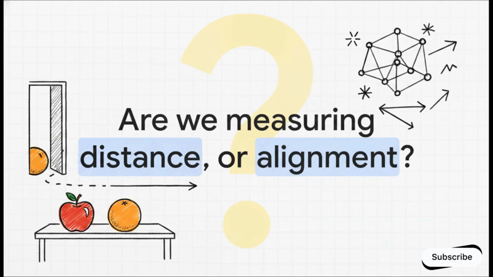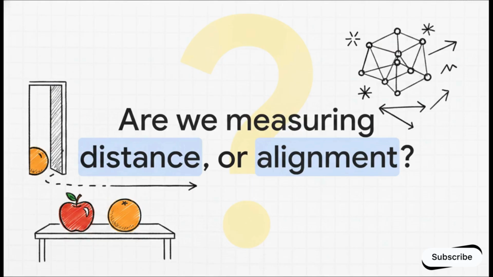Since we were kids, we've relied on physical distance to judge how closely related two things are, right? If an apple is sitting right next to an orange on a table, well, they're close. If the orange is all the way in another room, they're far apart. We instinctively use a straight line, what mathematicians call Euclidean distance, to measure relationships.